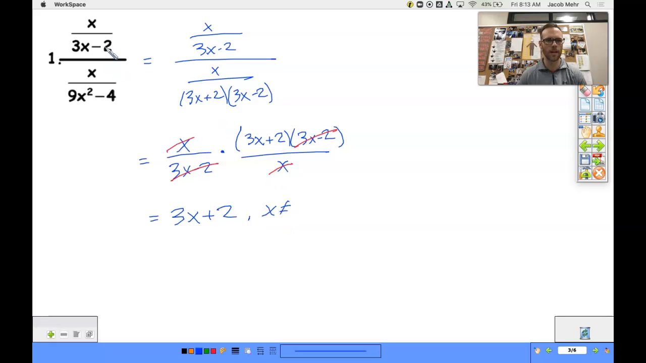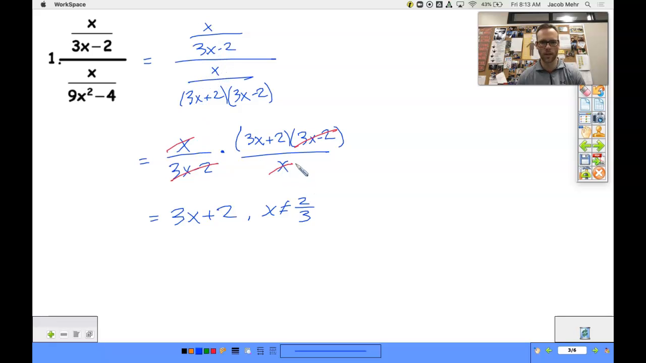Well, x cannot equal 2/3, right? So here's a denominator, 2/3. I can't put 2/3 into this, but I could put it into this. So we have to state that 2/3 needs to be excluded. Okay. Any other values?